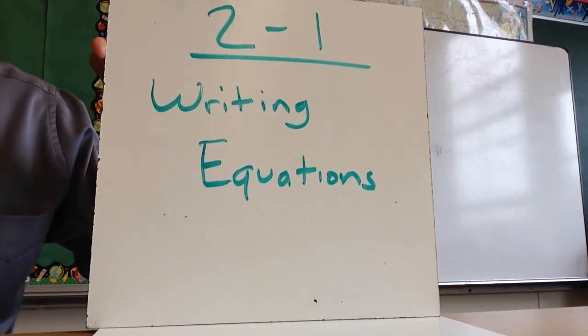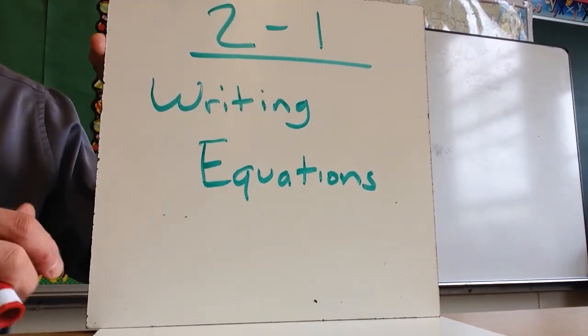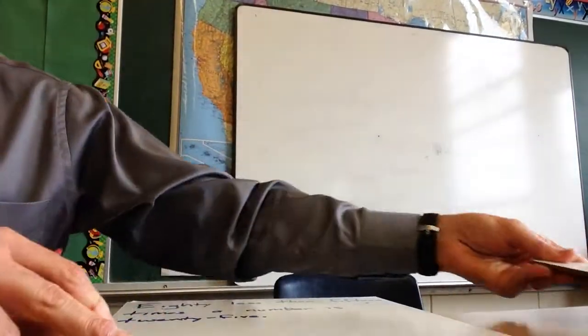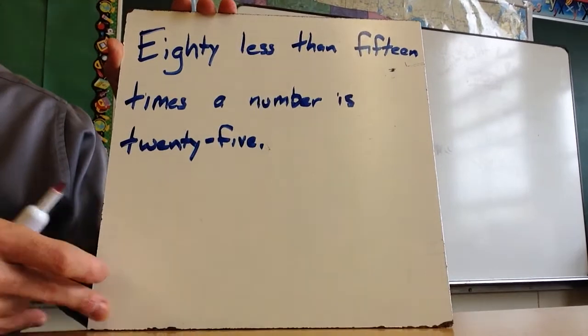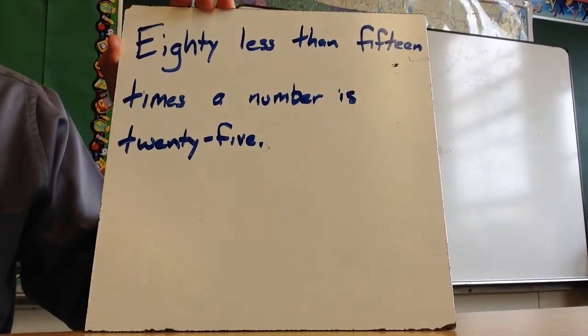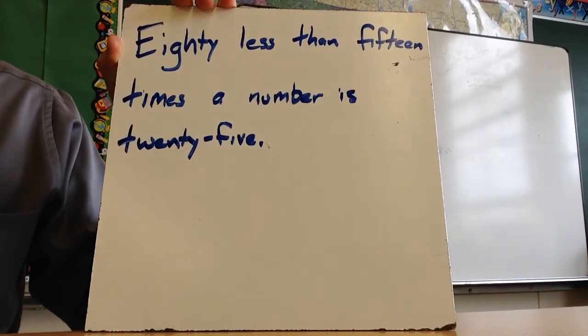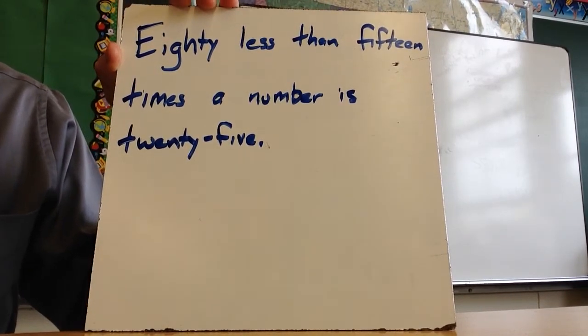Today's video will discuss Chapter 2.1, Writing Equations. The first thing we're going to start with is translating from words into a mathematical equation. Keep in mind that an equation has an equal sign in it. Without an equal sign, it's just an expression.